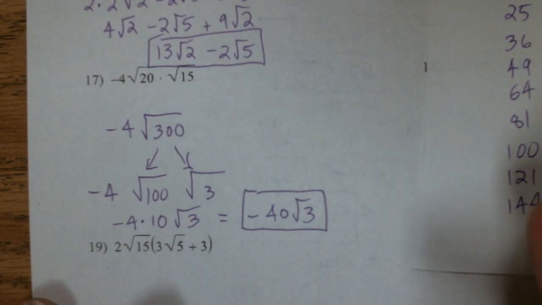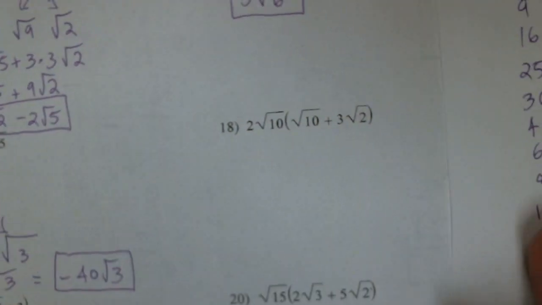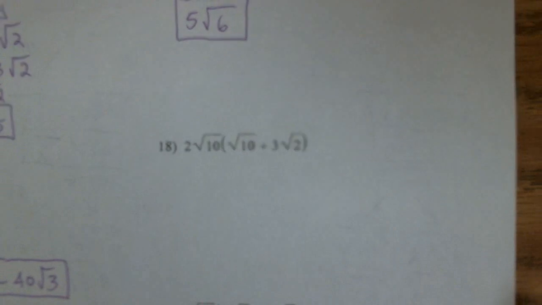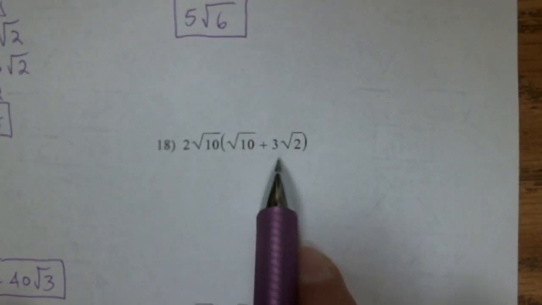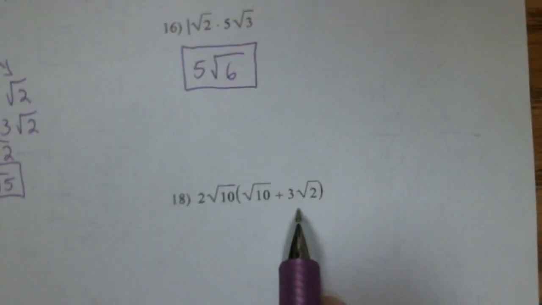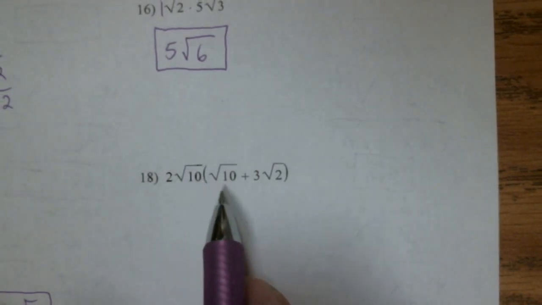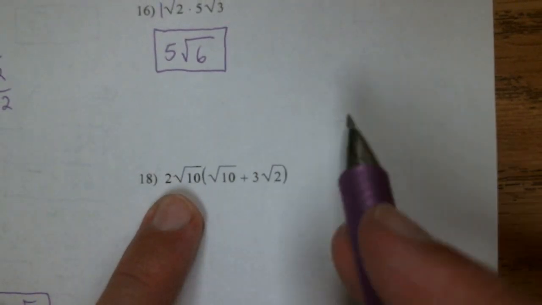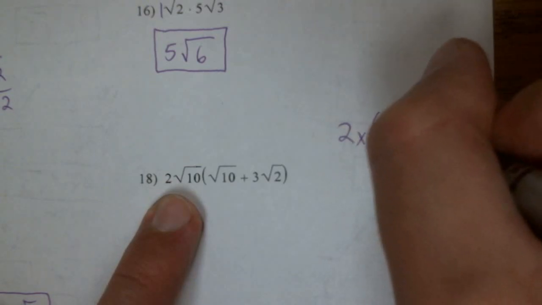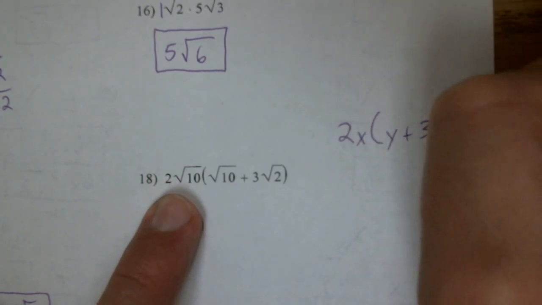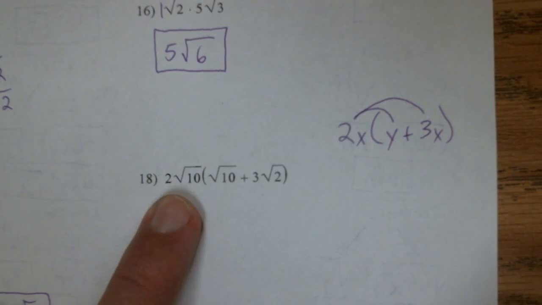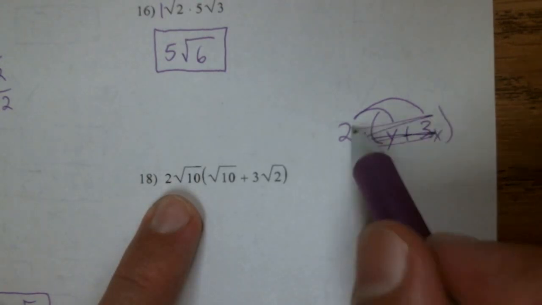All right. Home stretch here, last 3. This one starts to get a little bit tricky. So now we got parentheses when we are trying to multiply radicals. So again, if you just imagine these were x's and y's, if you have something like 2x times y plus 3x, I'm just going to simply distribute here. It's the same concept. So we're going to distribute here.